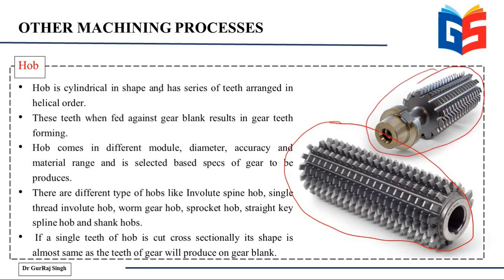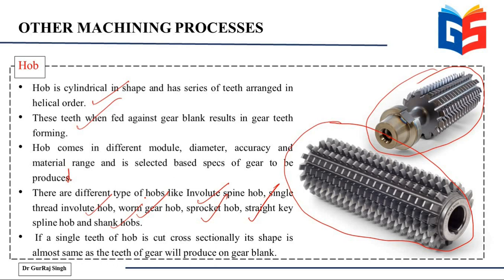It is cylindrical in shape, with a series of teeth arranged in helical order. These teeth are fed against a gear blank, and they result in the gear teeth forming. The hob comes in different modules, diameters, accuracies, and material ranges, and is selected based on the specs of the gear to be produced. There are different types of hobs, like the involute spline hob, the single thread involute hob, the worm gear hob, sprocket hob, straight key hob, and the shank hobs. According to the part to be manufactured, the hob is named.